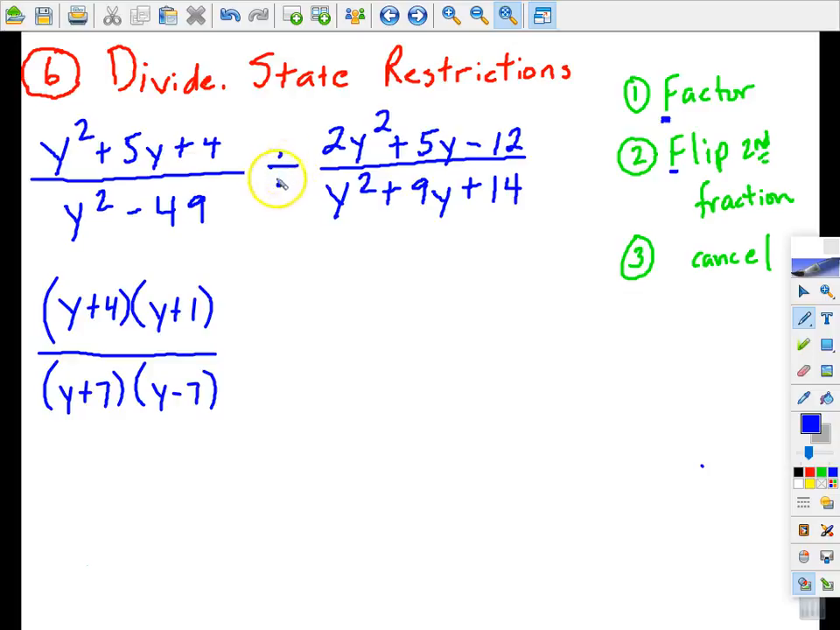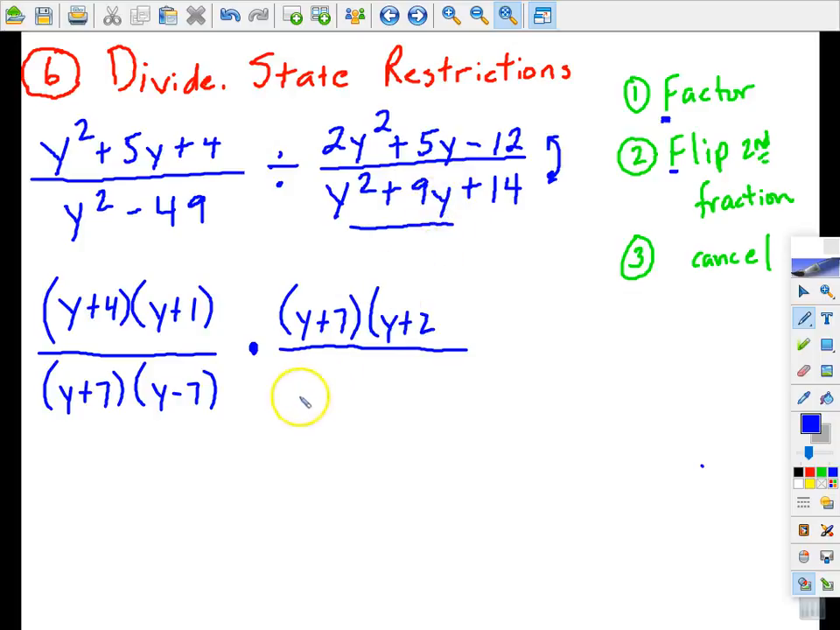Okay, now remember, for division, we're going to change this to multiply, but then we have to flip this fraction over, write the reciprocal. Okay, so this denominator here, I'm going to factor it and put it as the numerator. Okay, so hopefully you can see that this is y plus 7 times y plus 2. Okay, notice I just flipped it over. And this numerator, when it's flipped over, becomes the denominator, and we'll factor that.